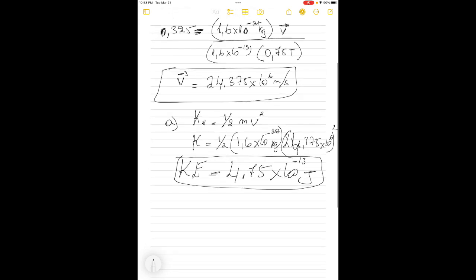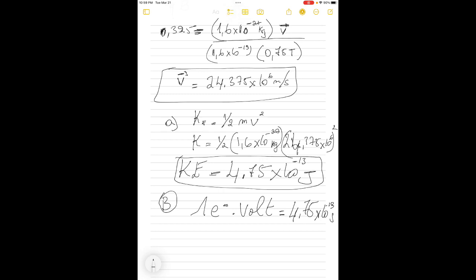Okay, question number B, they are asking us how many revolutions before the proton will leave the cyclotron, and this one has to do with the energy. So we know that the 1 electron volt, it takes 4.75 times 10 to the minus 13 joule for 1 revolution.